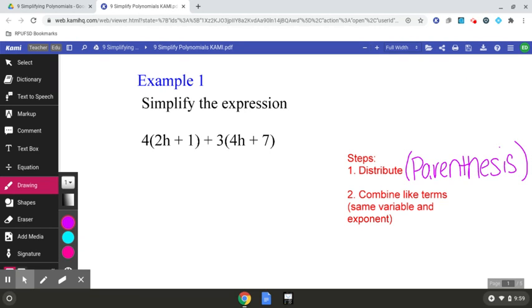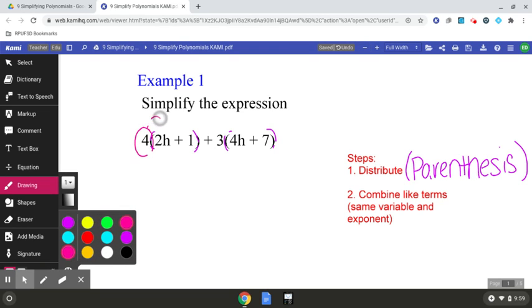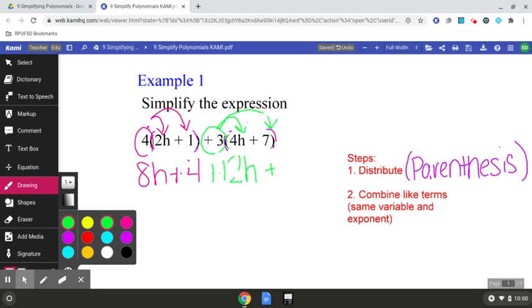Okay, so in this case, I have 2 sets of parentheses, one here and one here, so I have to do distribution twice for this problem. For the first one, I have 4, and I'm distributing it to both the terms. So 4 times 2h is 8h, and 4 times 1 is just plus 4. For the second parenthesis, you're distributing a +3. +3 times 4h is +12h, and then 3 times 7 is +21.